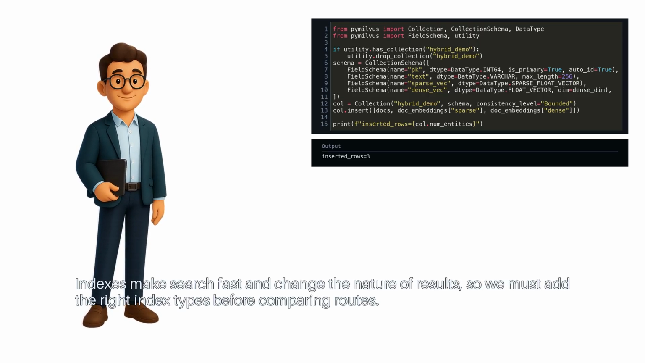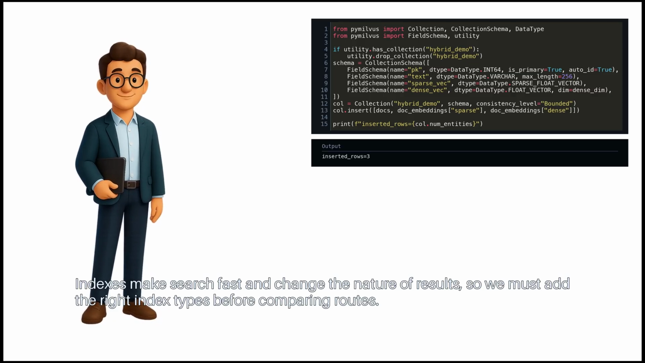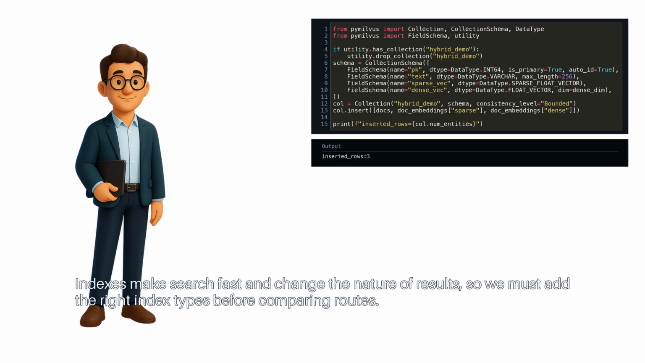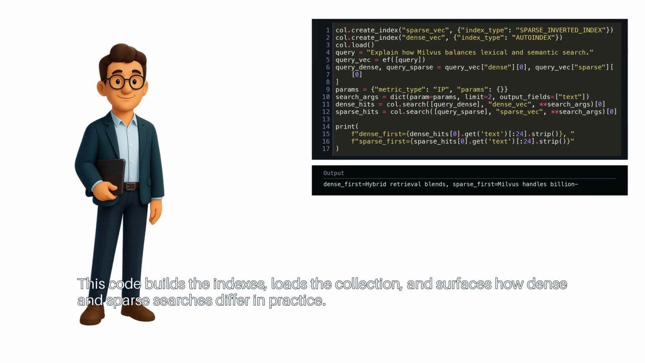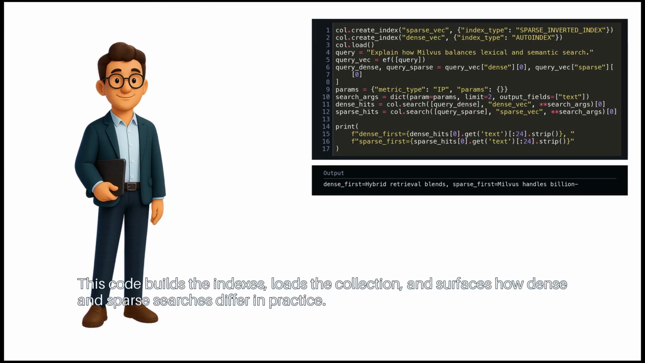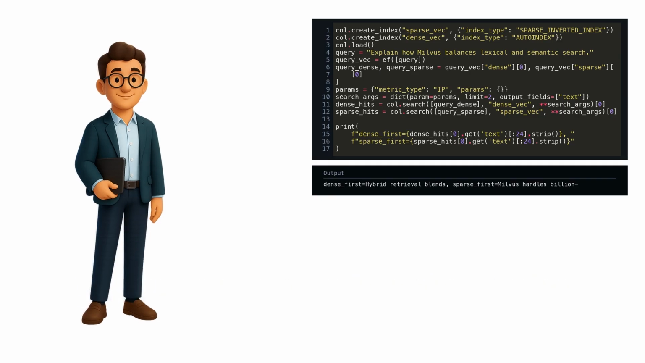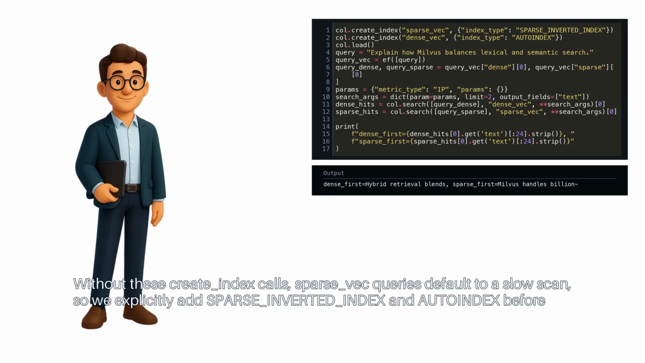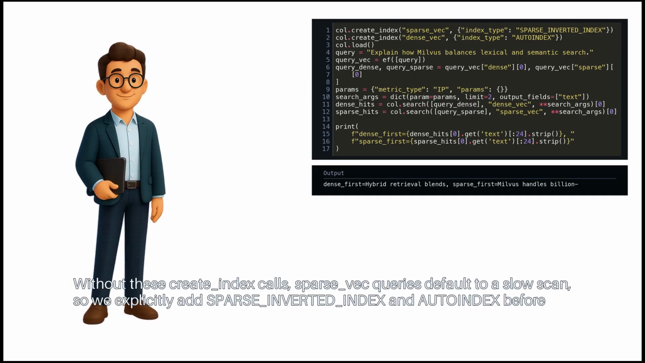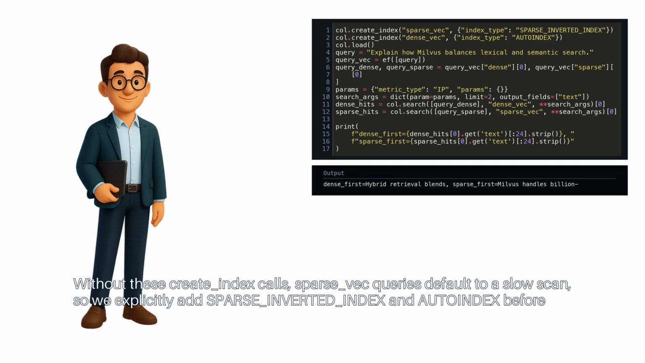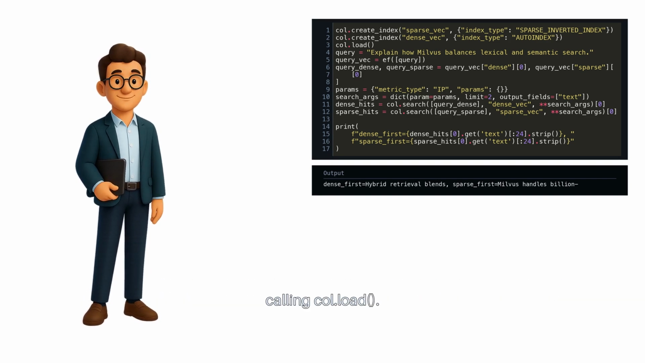Indexes make search fast and change the nature of results, so we must add the right index types before comparing routes. This code builds the indexes, loads the collection, and surfaces how dense and sparse searches differ in practice. Without these create_index calls, sparse_vec queries default to a slow scan, so we explicitly add a sparse inverted index and an auto index before calling collection.load.